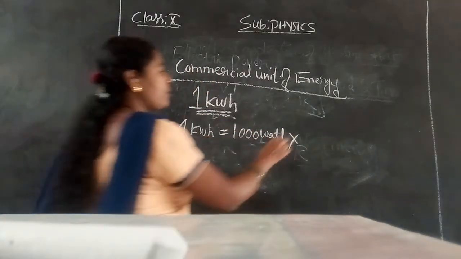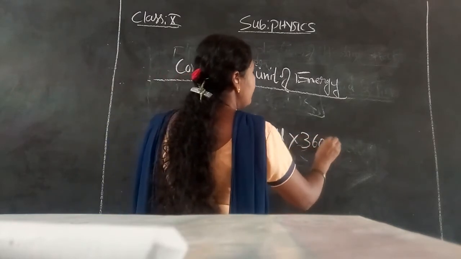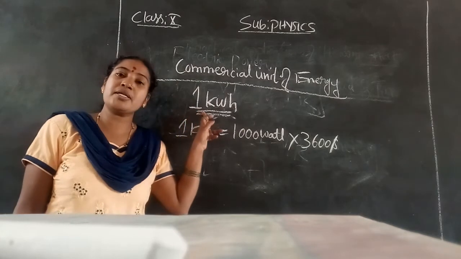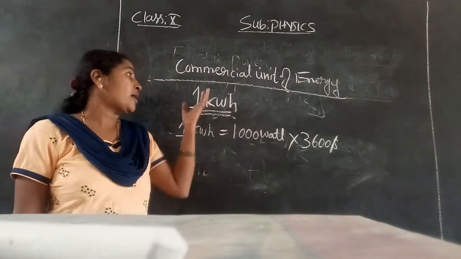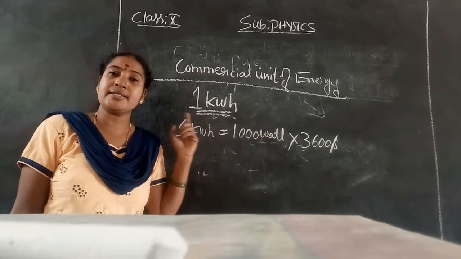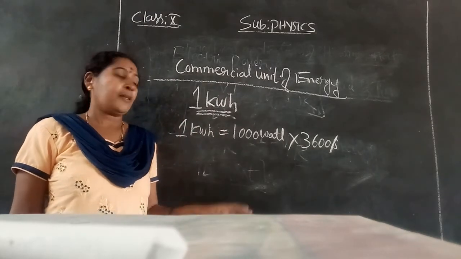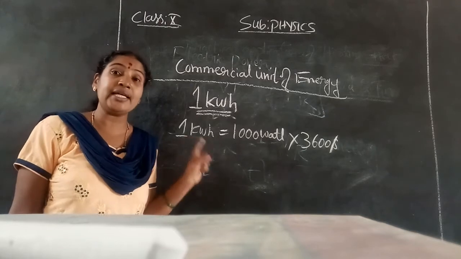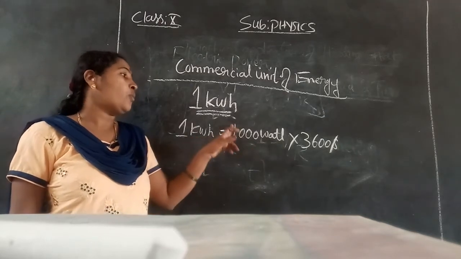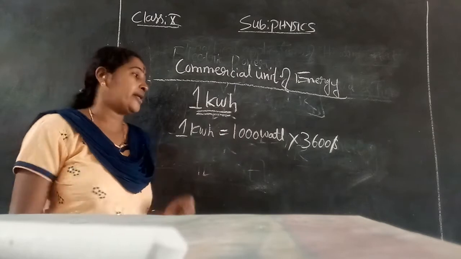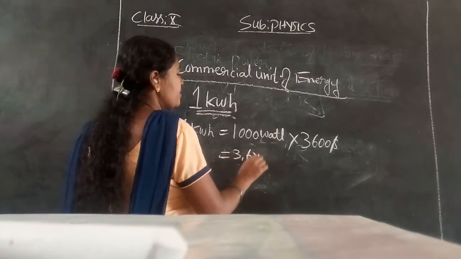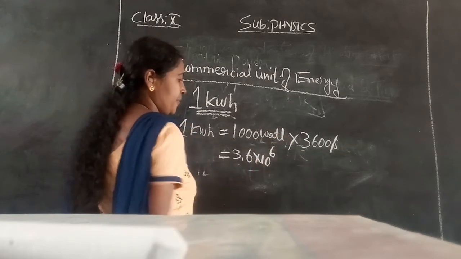1 hour is nothing but 3600 seconds. Children, if they ask a 1 mark question, what is the SI unit of commercial unit of energy, you have to write 1 kilowatt hour. But in detail you have to learn what 1 kilowatt hour means. 1 kilowatt is 1000 watt, 1 hour is 3600 seconds. You multiply, then you will get the answer as 3.6 into 10 to the power of 6.